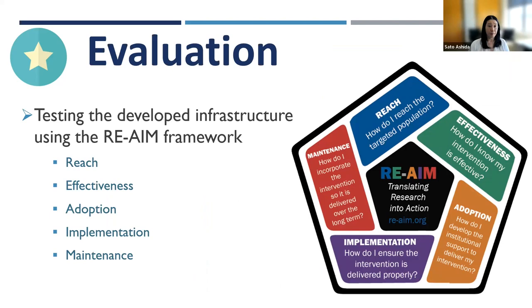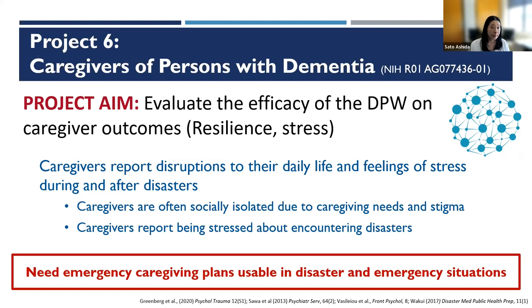So we are focusing on assessing the reach, potential reach of our program, effectiveness of the program, adoption by the organization, as well as adoption by other adults, implementation processes, and we're also assessing the extent to which this program may be implemented. We also have a new project that just started this past fall to focus specifically on family caregivers of older adults who are experiencing Alzheimer's disease or related dementia.